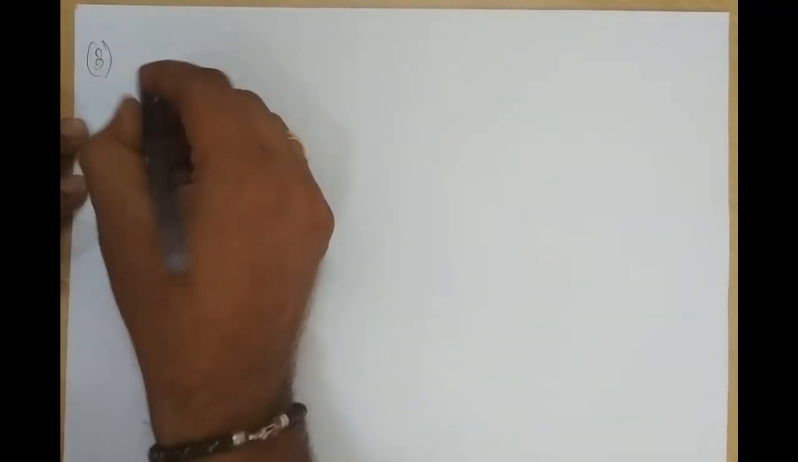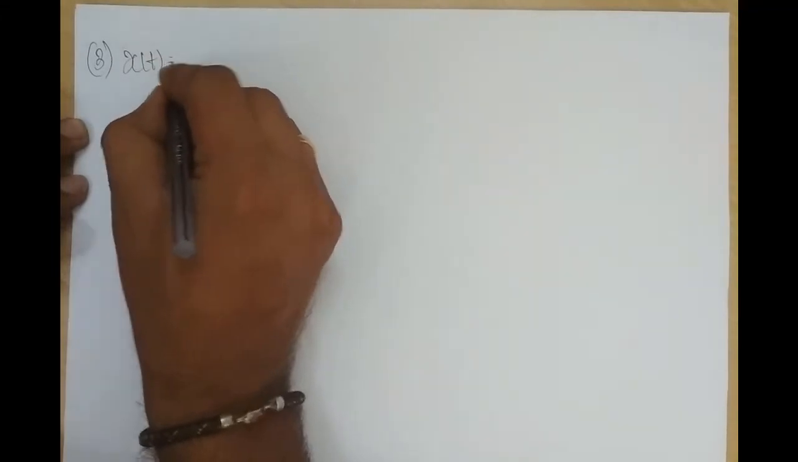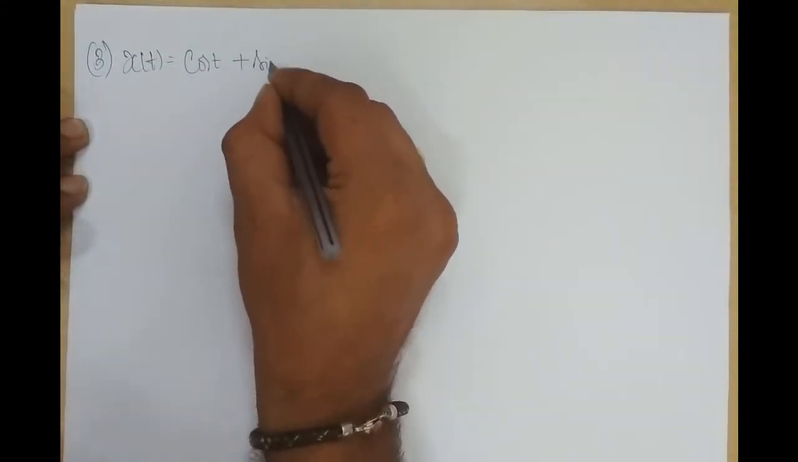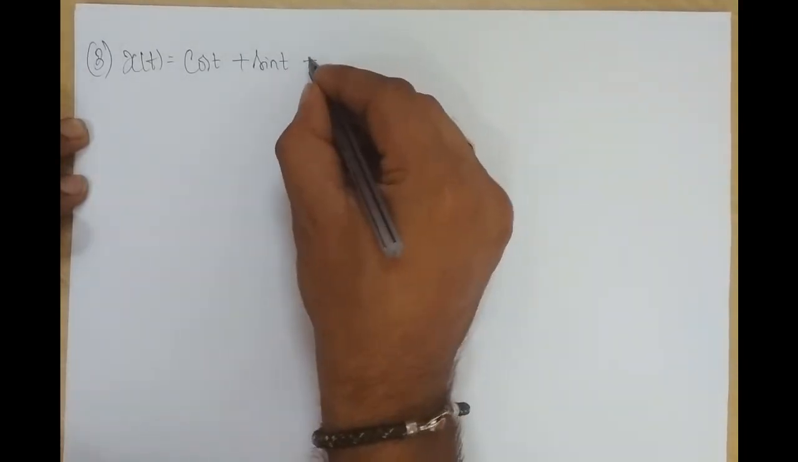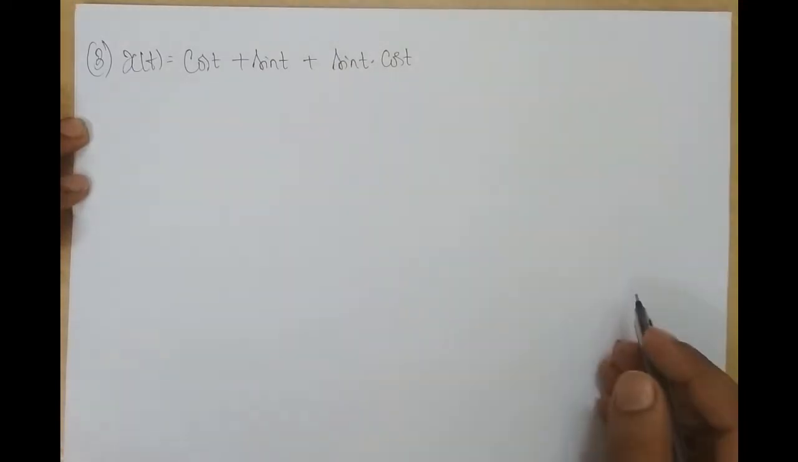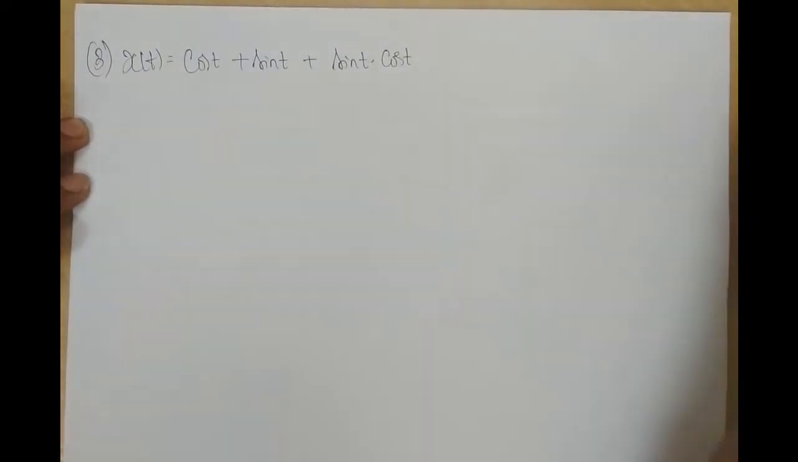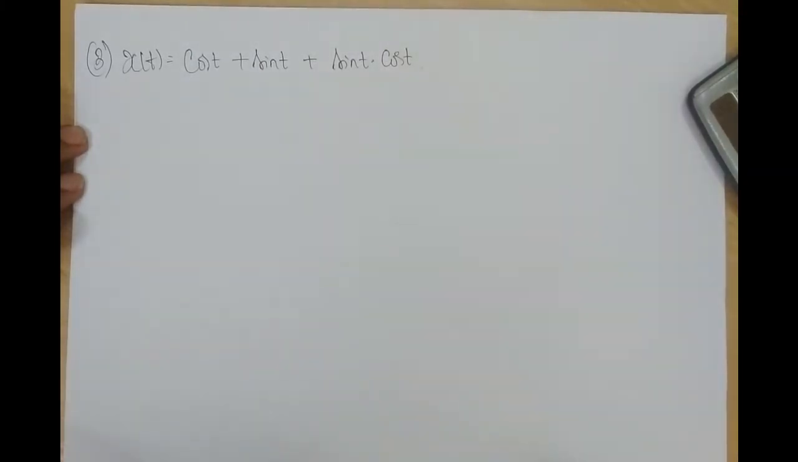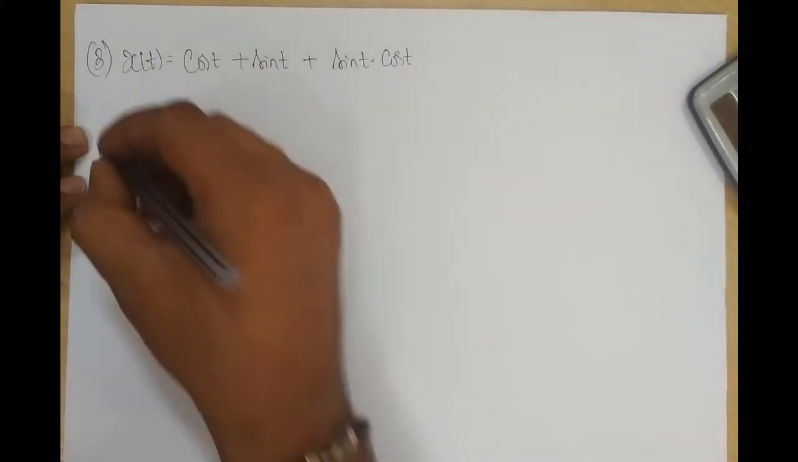Next, problem number 3. x of t is equal to cos t plus sin t plus sin t cos t. I repeat again: x of t is cos t plus sin t plus sin t cos t. What is our aim? Our aim here is to find its even and odd components.